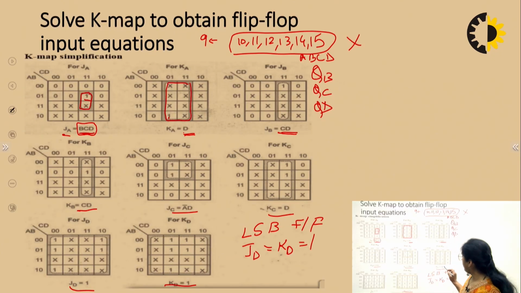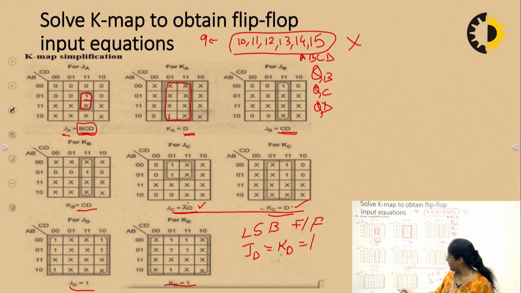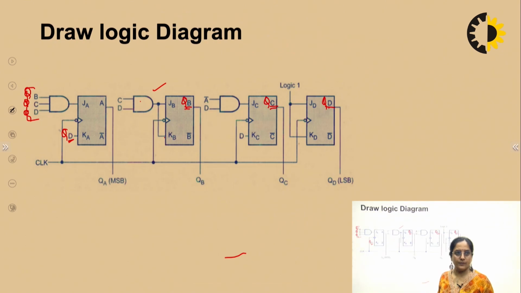In case of JC and KC, your JC is A bar D, so we need one more AND gate, and in KC again we can connect D directly. And for the D flip-flop, JD and KD both are connected to 1. So logic 1 means VCC or high.